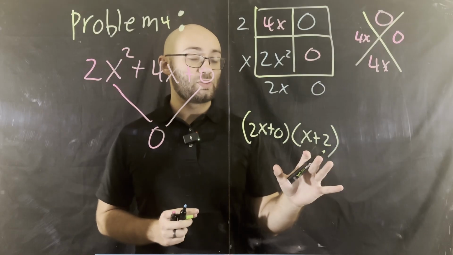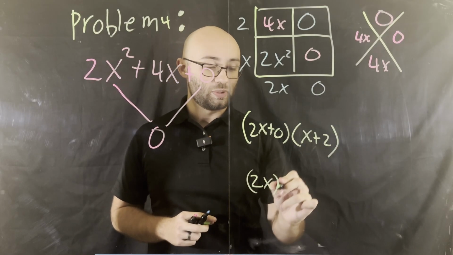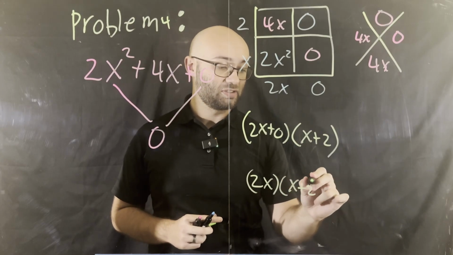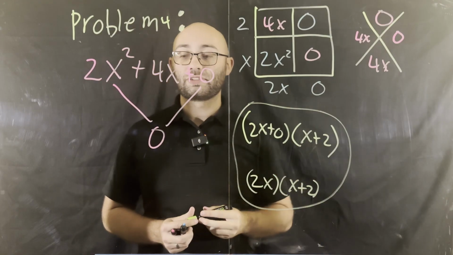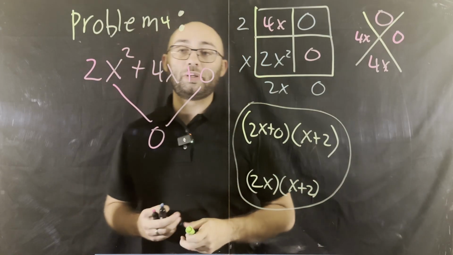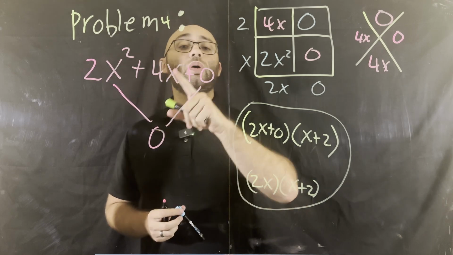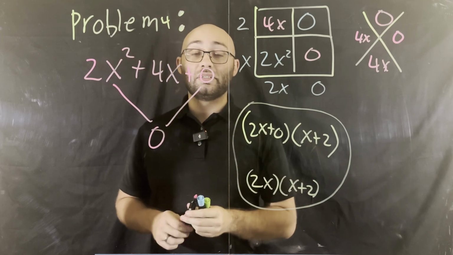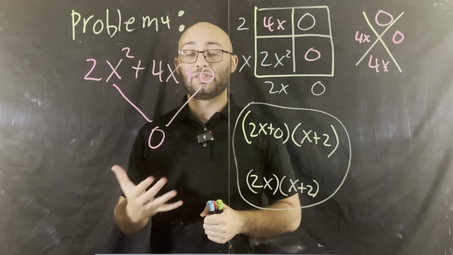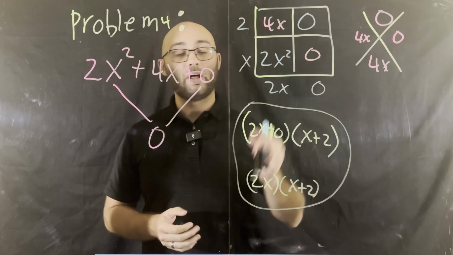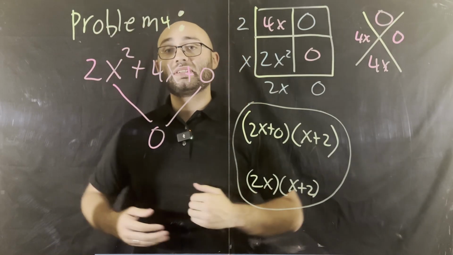We can simplify this one a little bit because 2x plus 0 is just 2x. So we can do 2x times x plus 2. Either of those work just fine as final answers. So this last problem really was just to illustrate to you guys that even if you're missing this middle term or this end term, you can still set up these problems. You just need to substitute in a 0 for the missing term, and then follow everything else just as it is. All right, with that being said, we're done with this lesson.